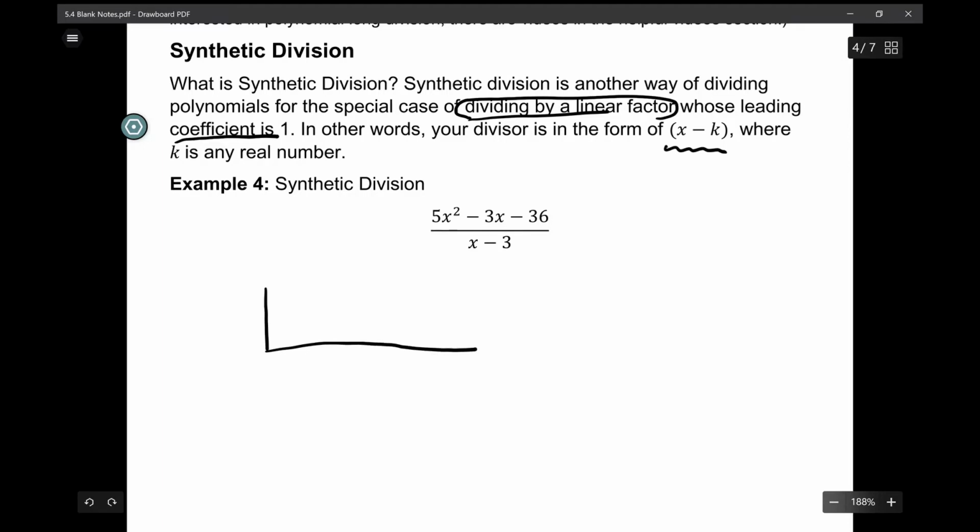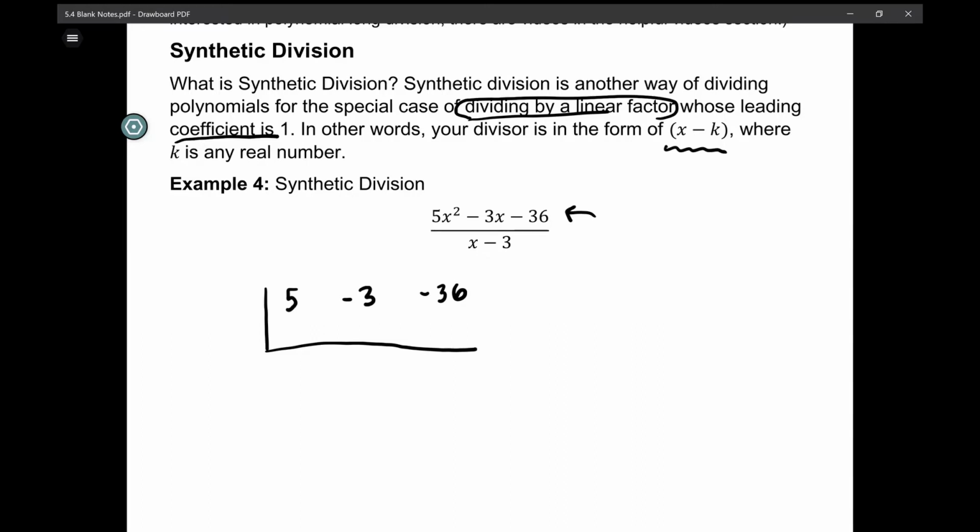And across the top of the chart, you put the coefficients of your dividend, the numerator. You put the coefficients across the top in order of decreasing degree. So 5x squared, I put a 5 here, a minus 3 here for the x, and a minus 36 for the constant term. If there is any term missing, like if there had been no x term, you would have to fill in a 0 for the coefficient. We'll do one like that.